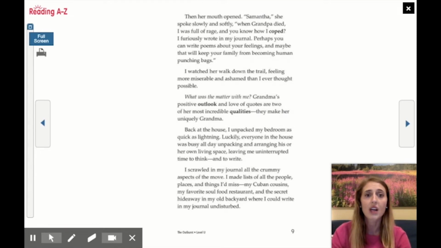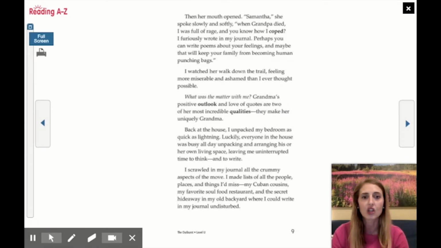I watched her walk down the trail, feeling more miserable and ashamed than I ever thought possible. What was the matter with me? Grandma's positive outlook and love of quotes are two of her most incredible qualities. They make her uniquely Grandma. Back at the house, I unpacked my room as quick as lightning. Luckily, everyone in the house was busy all day unpacking and arranging his or her own living space, leaving me uninterrupted time to think and to write.